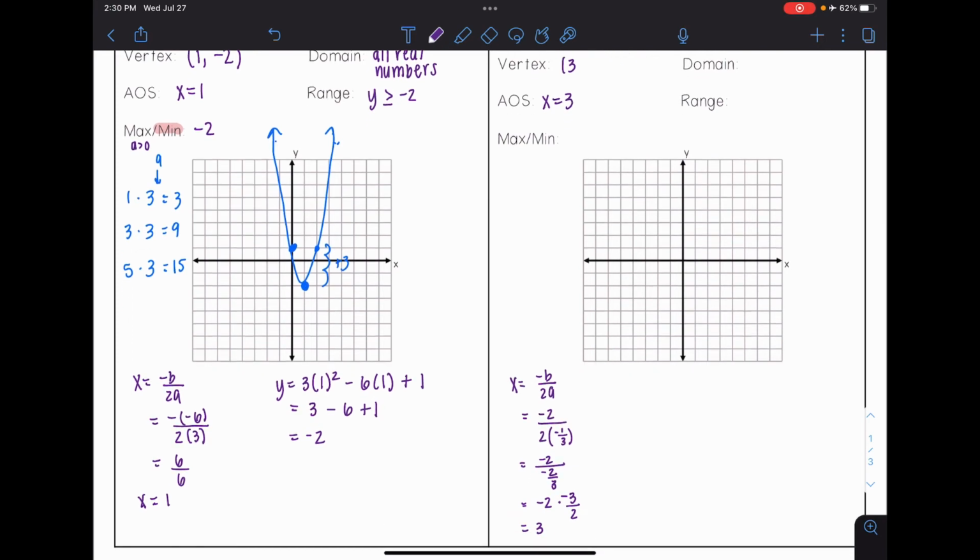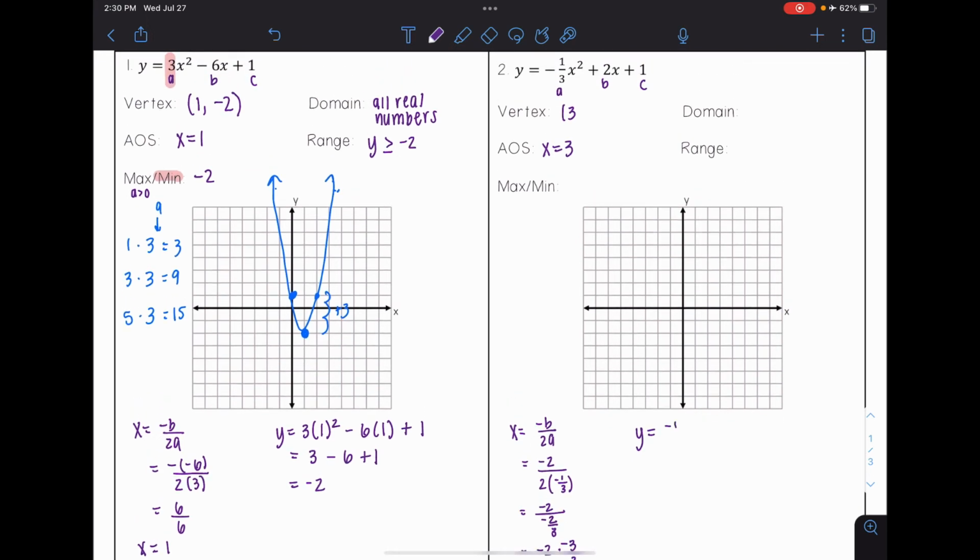Now I want to find my y value. So to find my y value, I need to plug 3 back into my equation. So I'm going to have y equals -1/3 times 3 squared plus 2 times 3 plus 1. 3 squared, I get 9. 2 times 3 is 6. -1/3 times 9, I get -3 plus 6 plus 1. And so I get that y is equal to 4. And so that means my max/min value is also 4.